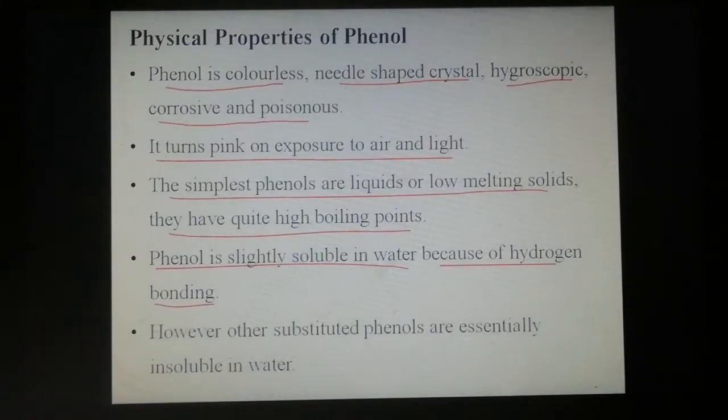Then next, the substituted phenols. However, other substituted phenols are essentially insoluble in water. For example, substituted phenols like toluene, ortho-cresol and hydroxyphenols are essentially insoluble in water.